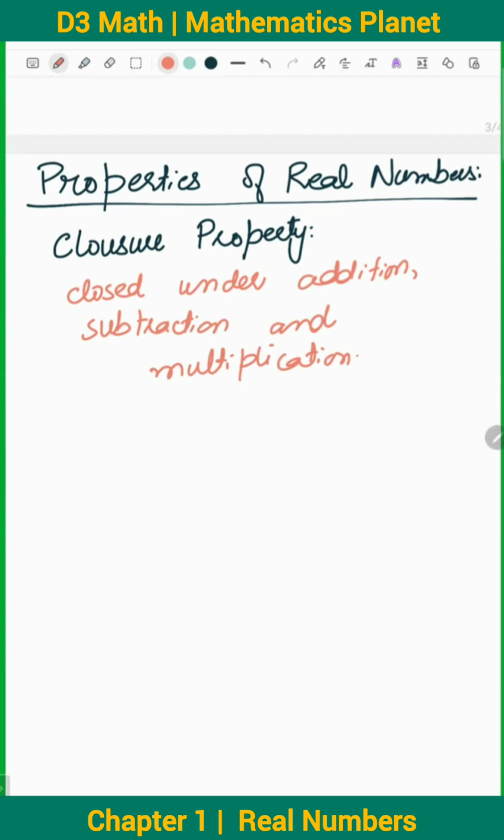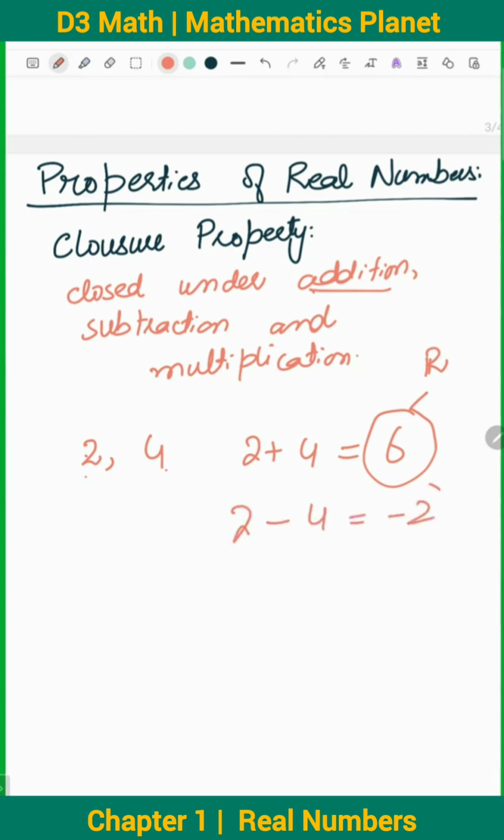If you take any two real numbers, for example 2 and 4, when you add them, 2 plus 4, what did you get? 6. Is 6 a real number? Yes, it is a real number. If you take two real numbers, 2 and 4, and subtract them, what will you get? Minus 2. Is minus 2 a real number? Yes. If you multiply 2 by 4, what did you get? 8. Is 8 a real number? Yes, it is a real number.